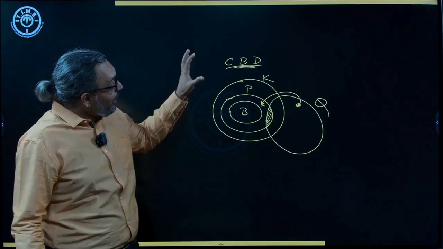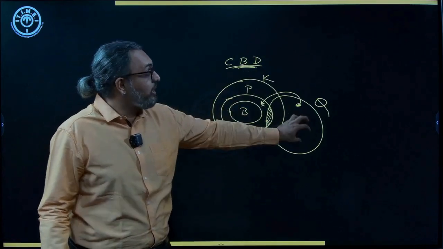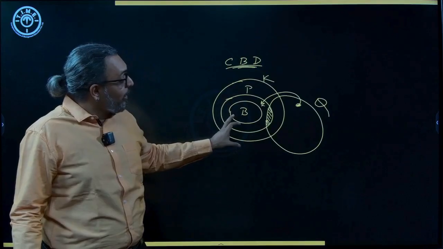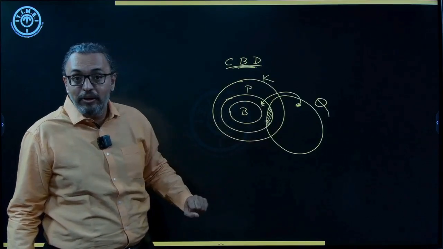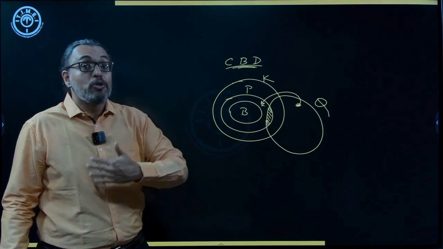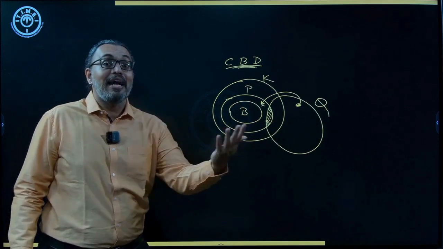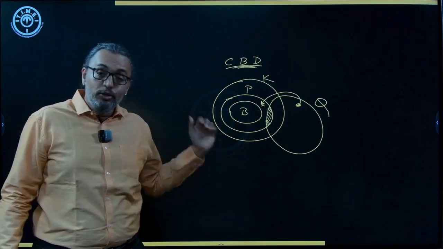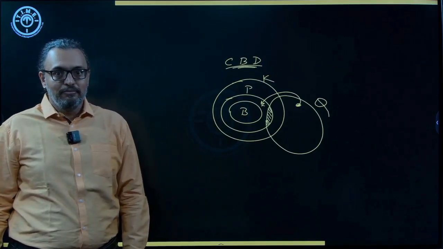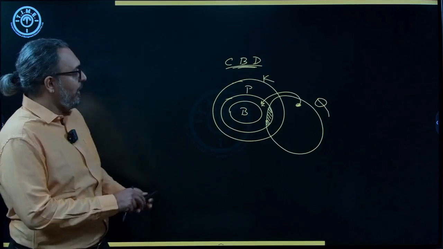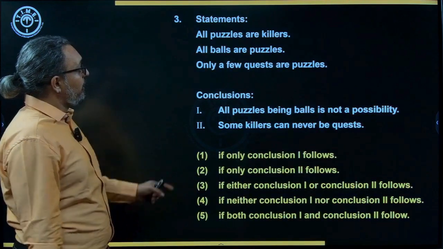But I can take the complete K and put it inside Q. I can also take the complete B and put it inside Q, because there is already overlap happening between P and Q. Correct? So practice it like this. Understand the movement of the circles. Then looking at the conclusions, it becomes easier. Okay. So let's see the conclusions.